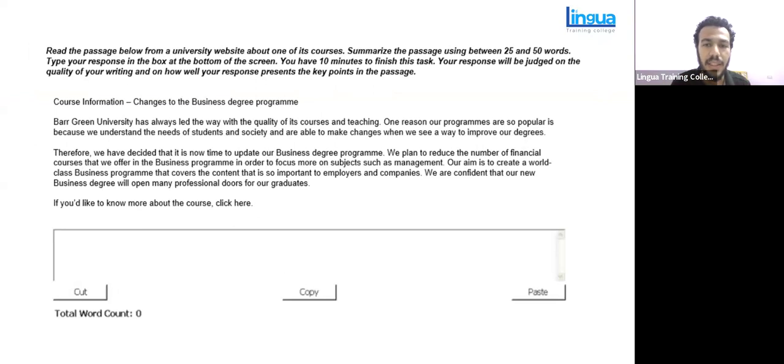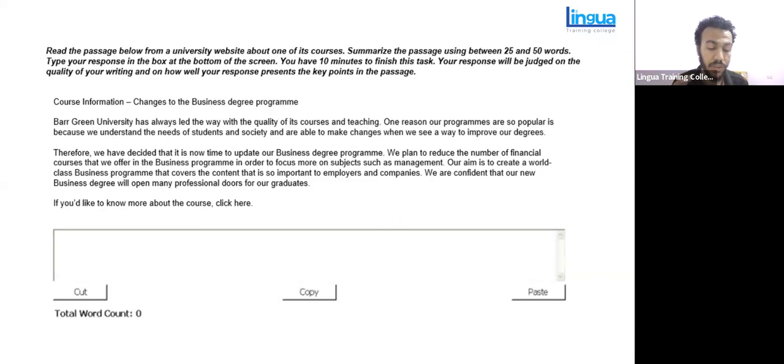Well, in such summary, you need to include two things: the main idea and the supporting ideas. What is the general idea of the text and the main supporting details in the text.